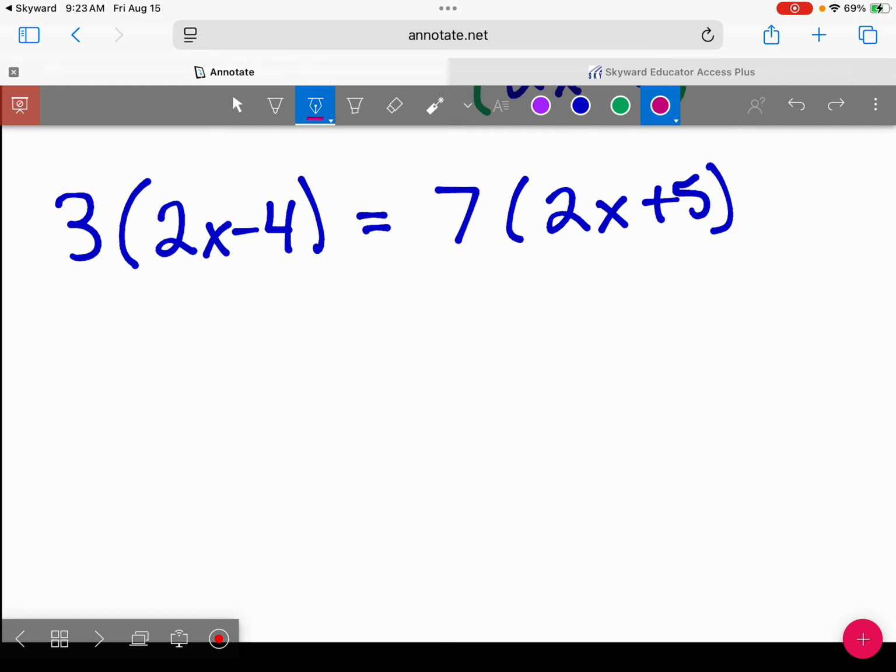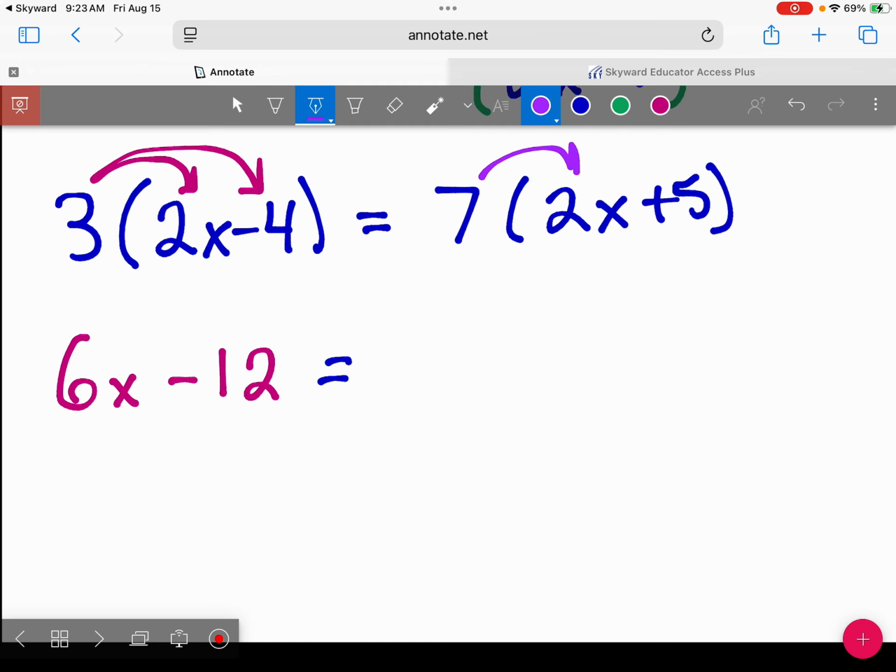Because now we have 2 sets of distribution that we can do. 3 times my 2x and 3 times my minus 4. We're going to have our 6x minus 12. And we're going to have our 7 times the 2x, 14x, and 7 times the 5, which is 35. I almost said 34 for some reason. I don't know why. I have 100% done that and written it down.